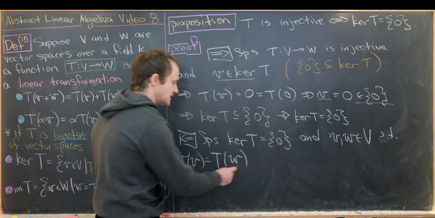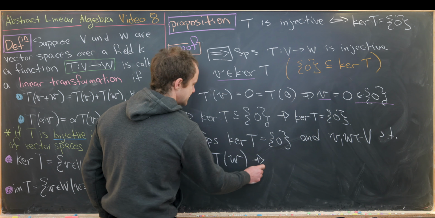Okay, but now let's move some things around. Let's notice that that means that T of V minus T of W is equal to the 0 vector by subtracting T of W. Now we'll use the fact that T is a linear transformation to rewrite that as T of V minus W equals the 0 vector. But that tells us that V minus W is in the kernel of T, which is equal to the singleton containing the 0 vector. That was our assumption here.